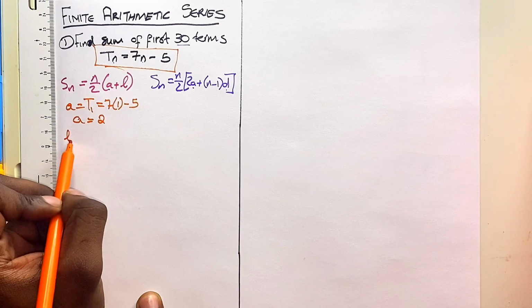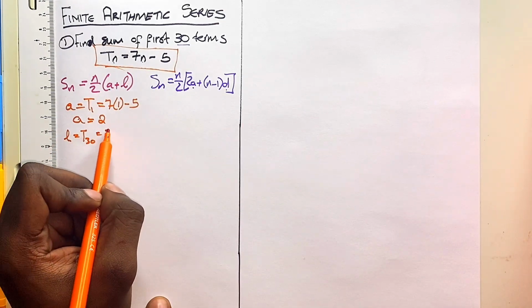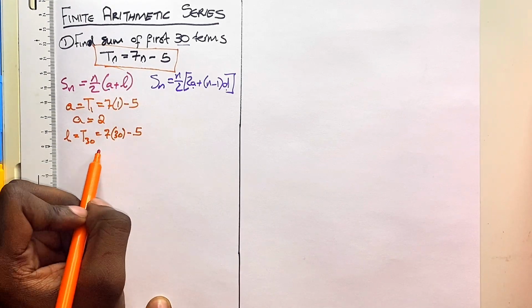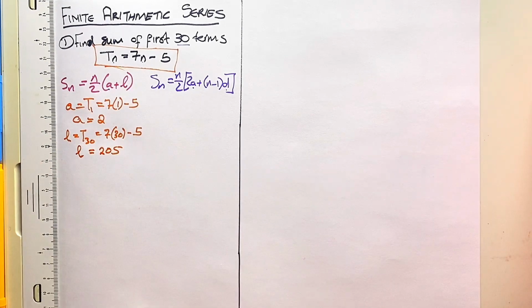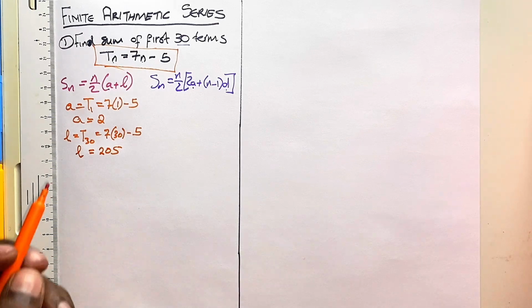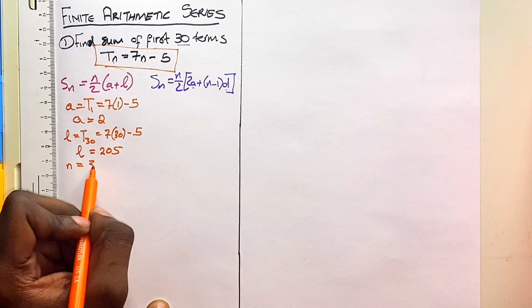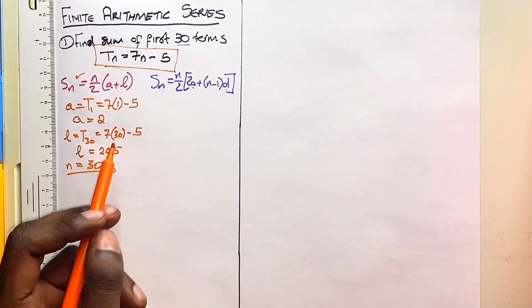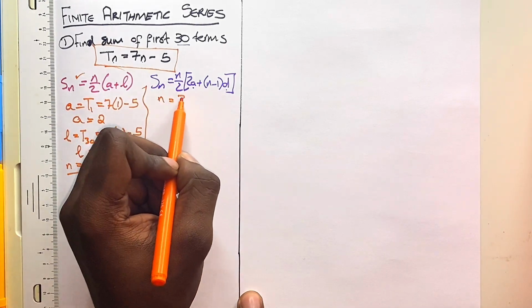Now the last term will be given by T30 because we have 30 terms. Therefore 7 into 30 minus 5, and that will give you last term is equal to 205. Now the number of terms, we know that the number of terms is 30 terms. So we have all the information we need to use this formula.